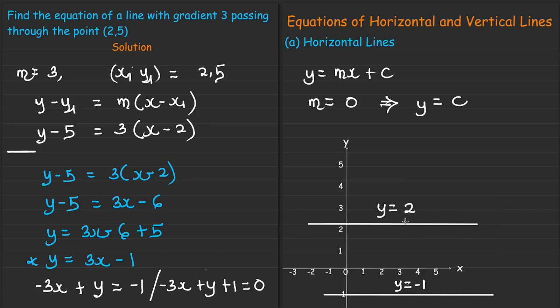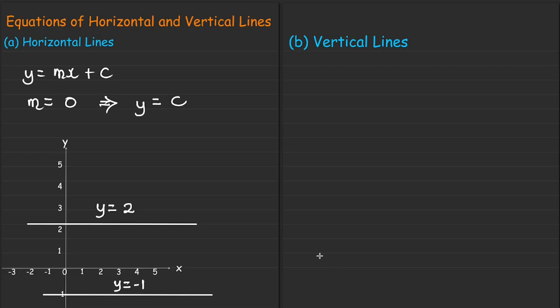The next one is the vertical line. Now, for a vertical line, its equation is of the form x equals a. So just as for a horizontal line, we say it is of the form y equals c, for a vertical line, the equation is x equals a. Take note, the gradient of a vertical line is undefined and it doesn't even have a y-intercept.